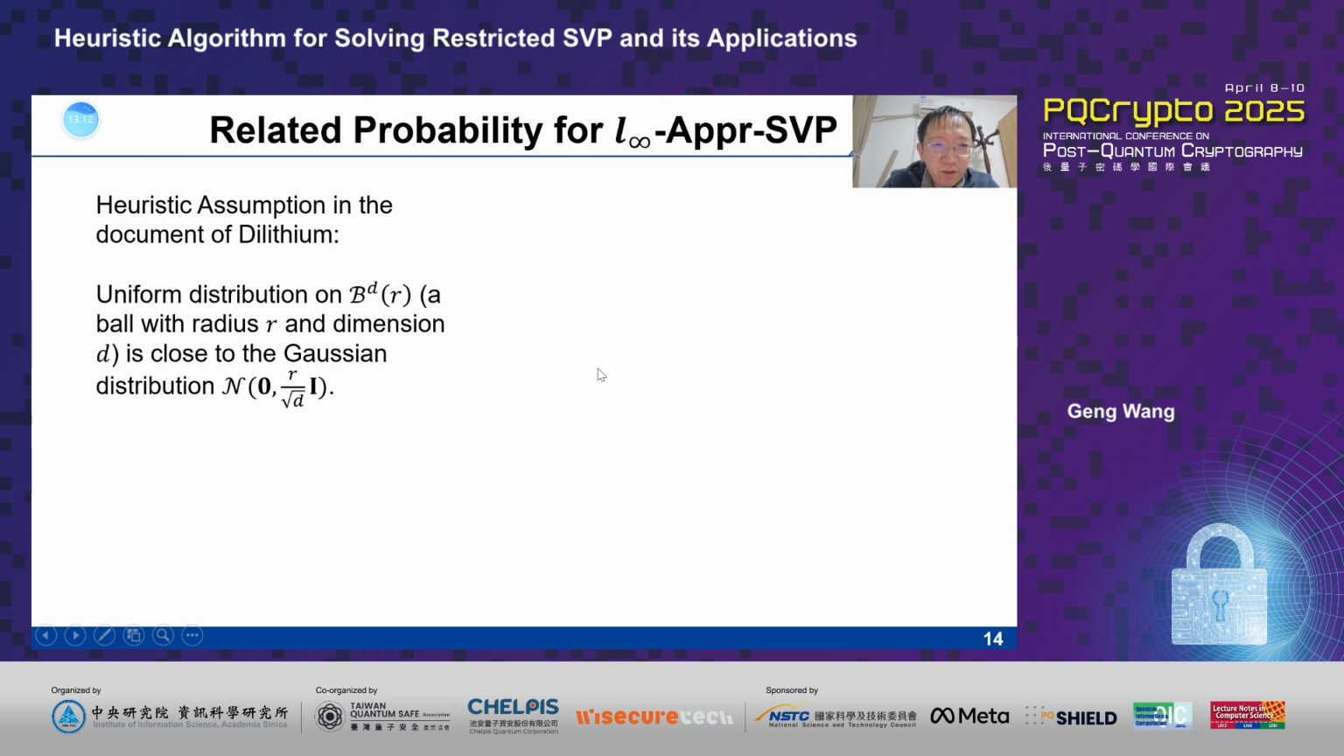Next, we proceed to the applications of the restricted SVP algorithm. First, we use restricted SVP to solve approximate SVP under the infinity norm. In this case, the restriction function is that the target vector has its infinity norm lower than a certain bound B.